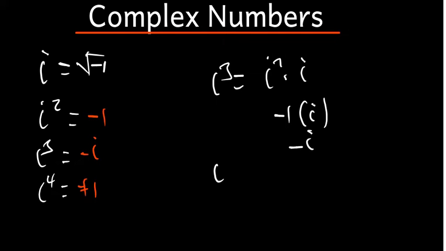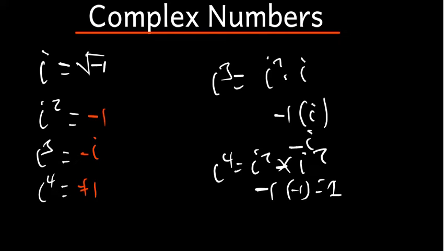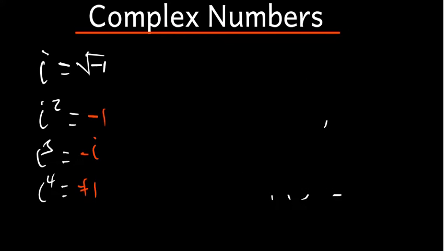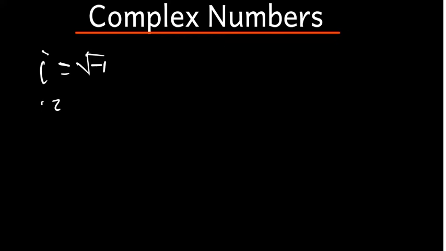Now, if you say i to the power 4, this is i squared times i squared. So we're going to have negative 1 times negative 1, which is going to give us positive 1. So even if I give you i to the power 5, i to the power 6, i to the power 9, it's the same, right? Okay, so if you know this, then it's going to be very easy for us to solve questions now.